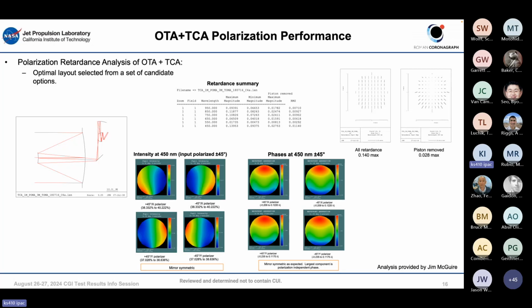For something like HWO, we're really going to have to look into and consider ways to reduce the effect. There's more analysis on this in a paper by John Krist in JATIS last year. And hopefully we'll have some more discussions and analysis of that in the future.